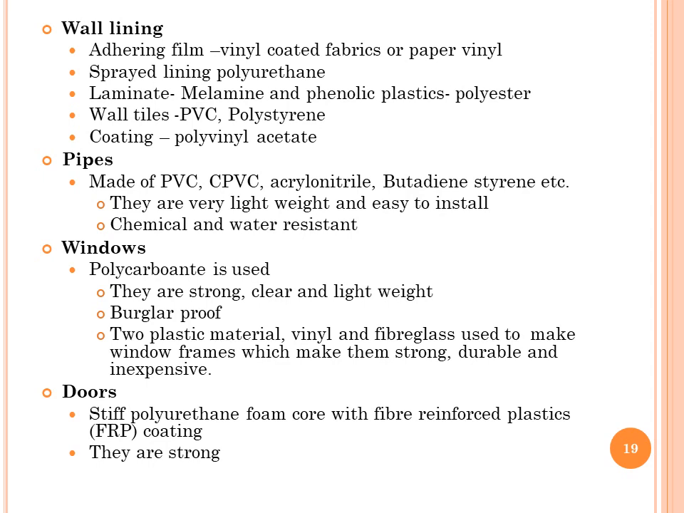Plastic can also be used for making windows. Polycarbonate is mainly used. They are strong, clear and lightweight. They are burglar proof. Two plastic materials, vinyl and fiberglass, are used to make window frames, which make them strong, durable and inexpensive.